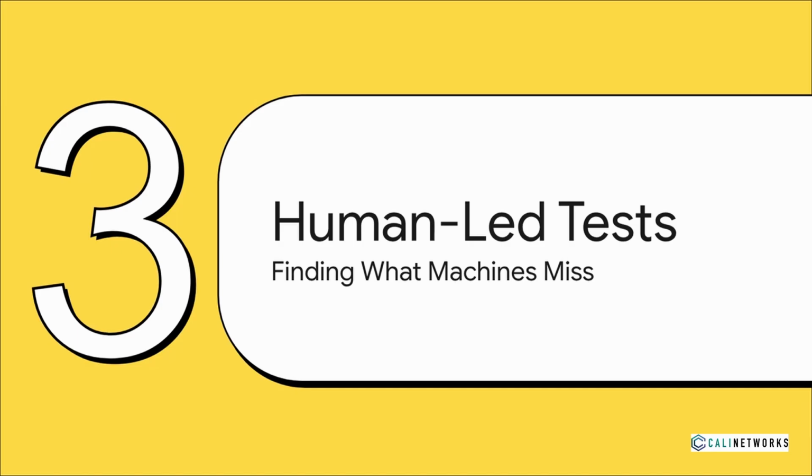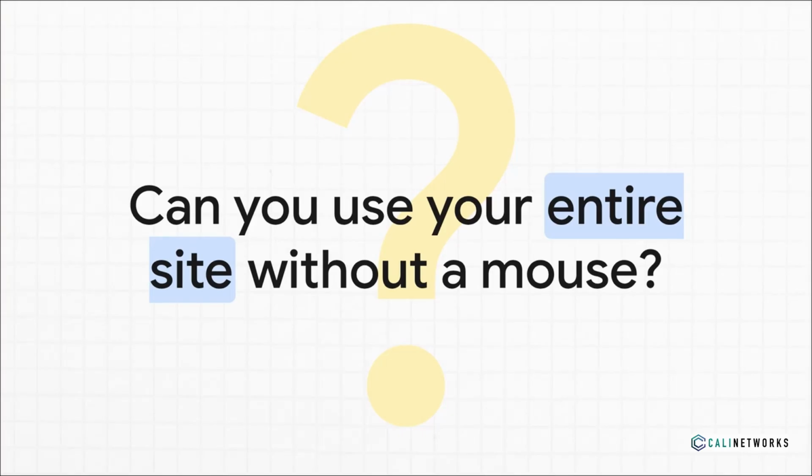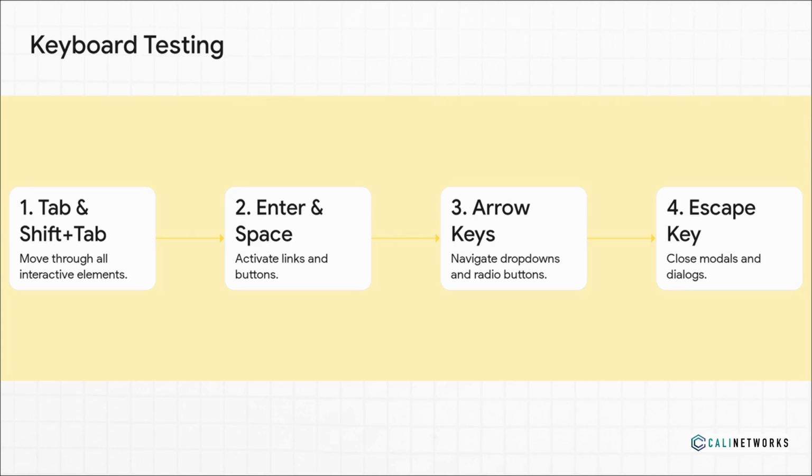And now for the most important part of this whole thing. We're moving beyond the code and into the human experience. This is where we start finding the kind of problems that a machine, an algorithm, simply cannot see. I want you to try something. Seriously, next time you're at your computer, just unplug your mouse. Or put it aside. Now, try to use your website. Can you do it? This one simple question is the gateway to one of the most powerful manual tests you can possibly perform. And here's exactly how you do it.